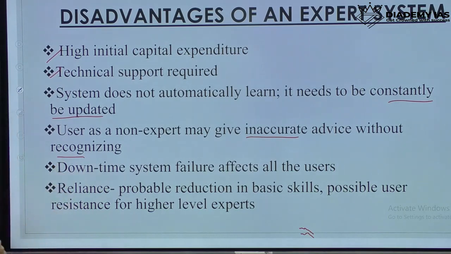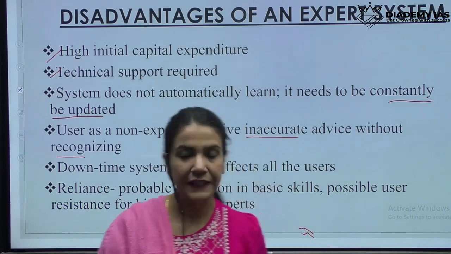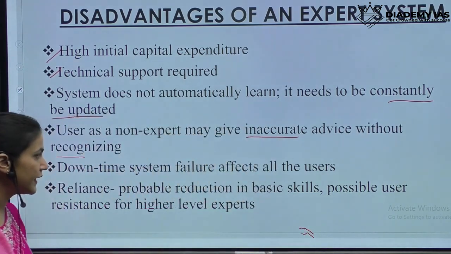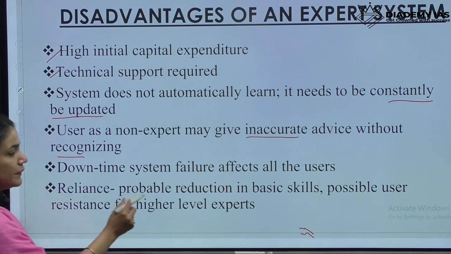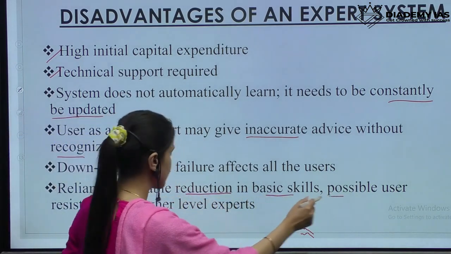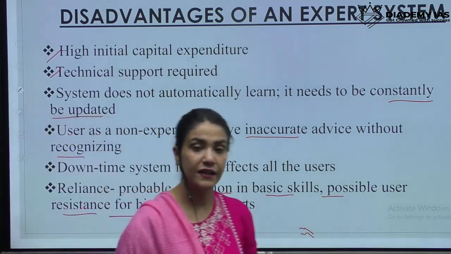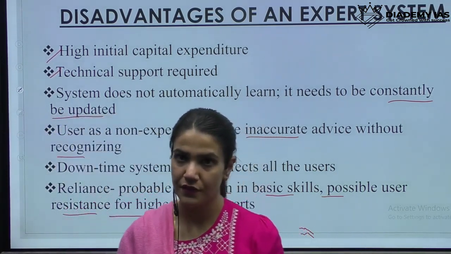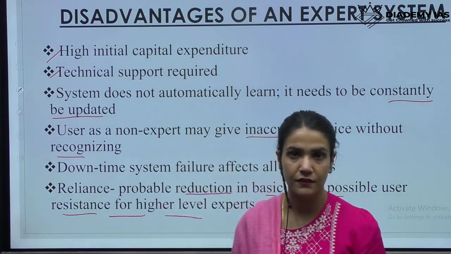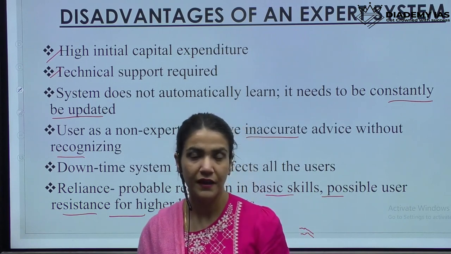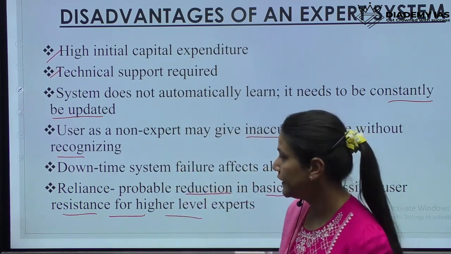Downtime: system failure affects all the users. Even a slight system error can create big havoc in the entire running of the system. Reliance, probable reduction in basic skills, possible user resistance for higher level experts. Higher level experts are very much required, because the complexity of using this expert system is very, very high and it needs to be very accurate, right?